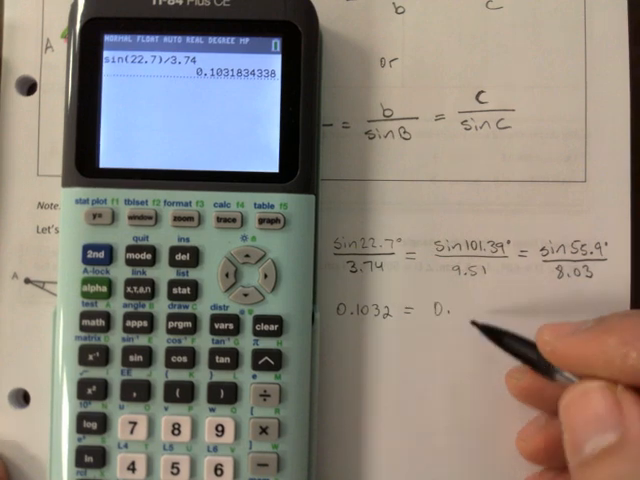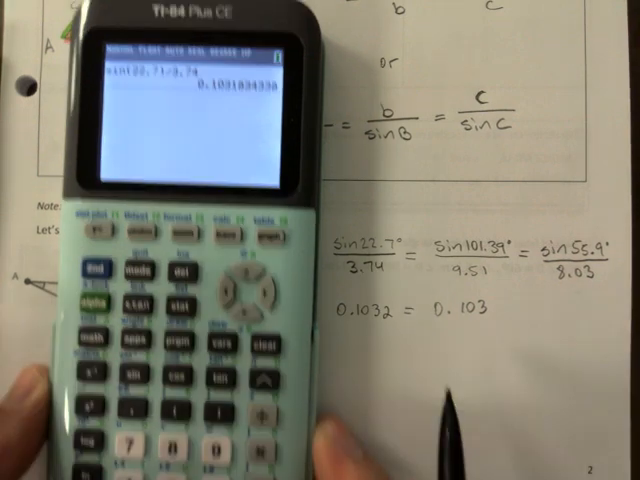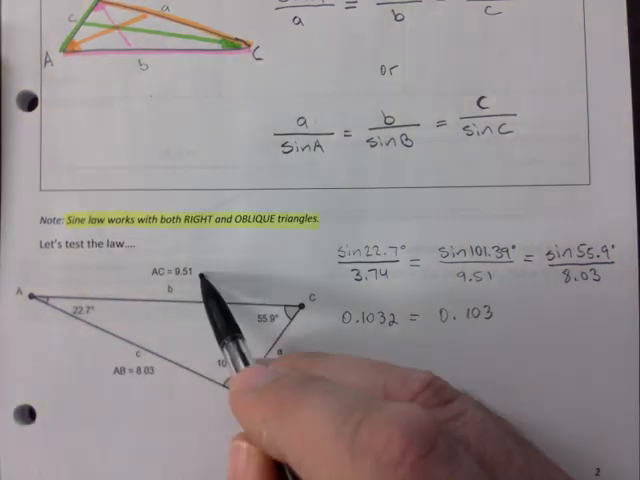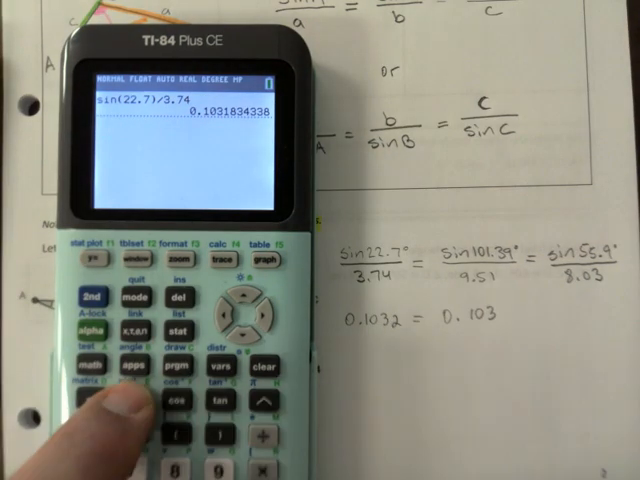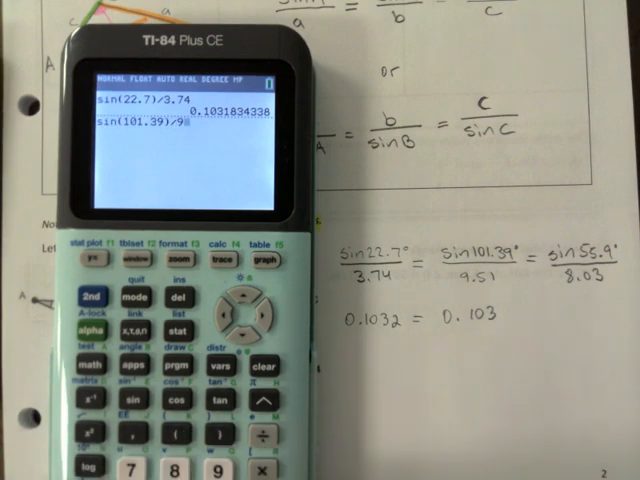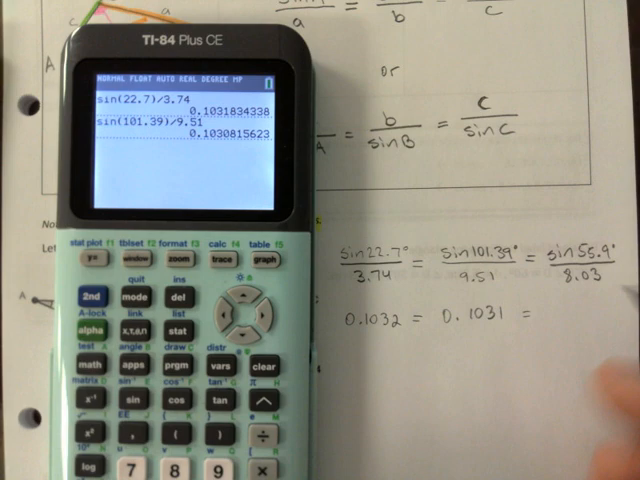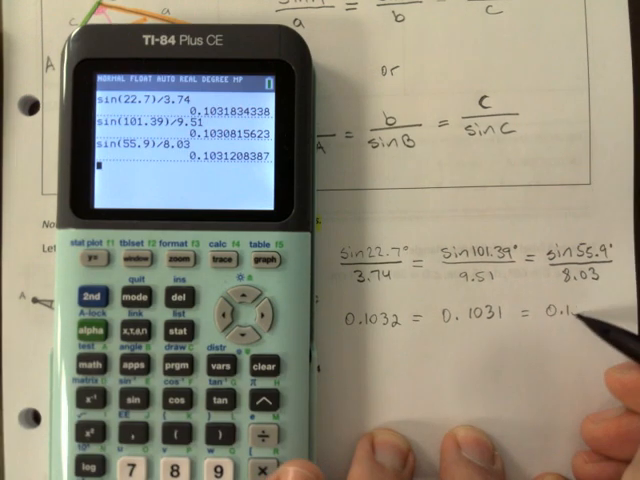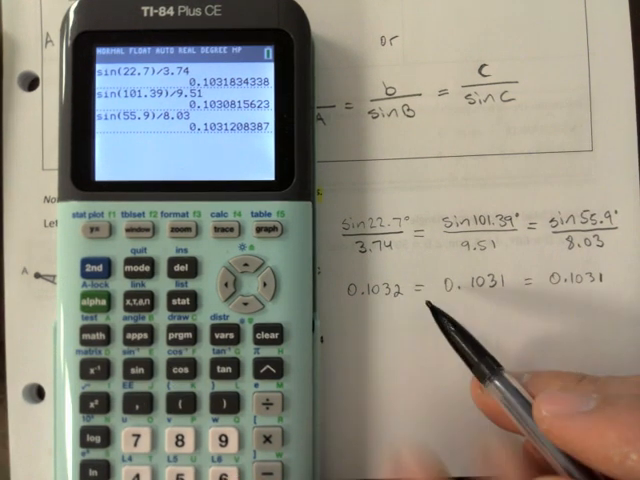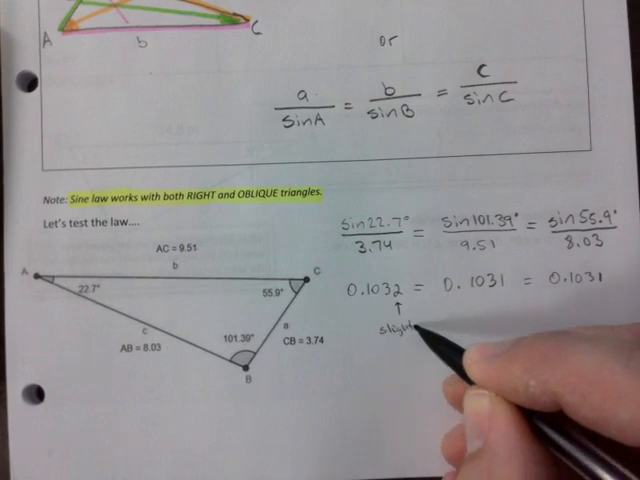0.103. Did you get a 2 here as well if you round it to 4 decimals? No? Okay, so it might be off a little bit because I rounded as well, right? I rounded with GeoGebra. So this might not be exact, but I think if you go to 3 decimals, it actually would work. So let me just try this here. 0.103, right? Okay, got it. And then this one here, sine of 55.9 divided by 8.03, that's 0.1031 as well. So very similar. If we went to 3 decimals, it would be the same. So slightly off, but that's because of rounding.